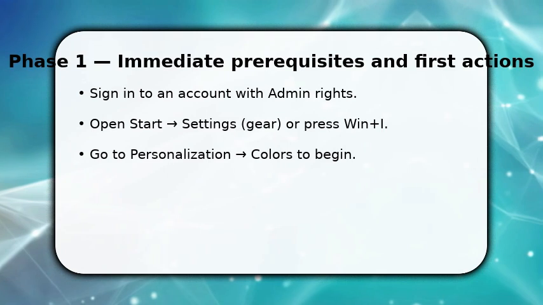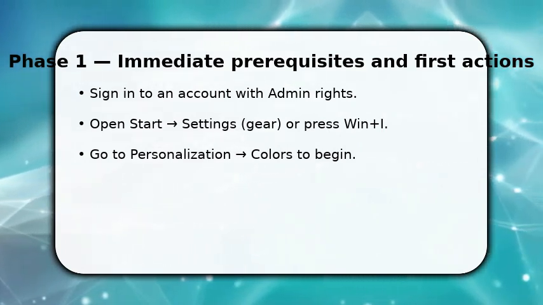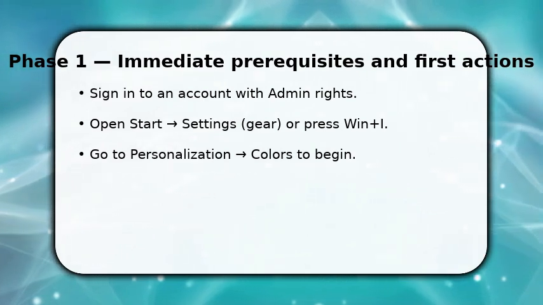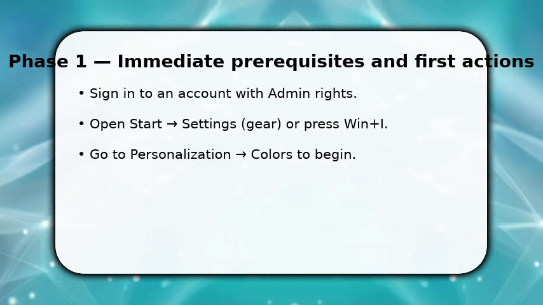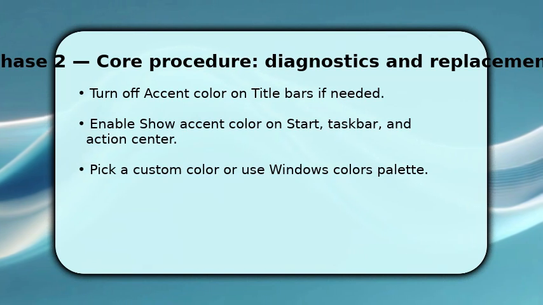This first step puts you where Windows stores color choices, and it's necessary before the step that actually changes the taskbar appearance. Proceed when you see the Colors page. Don't skip it. On the Colors page, decide whether to use light or dark mode because contrast affects visibility.